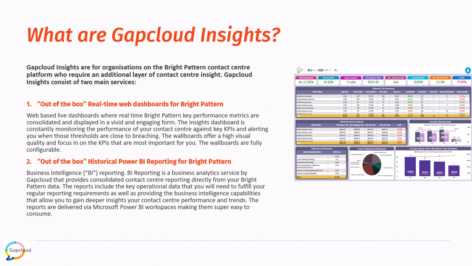Our solution is delivered in two core components. 1. Real-time wallboards. These out-of-the-box dashboards provide live visibility into agent stats, queue performance, and operational metrics, helping supervisors and queue managers understand exactly what's happening in real time. 2. Historical reporting. This component offers in-depth visibility into past performance, allowing for trend analysis, operational reviews, and performance benchmarking across your teams and services.